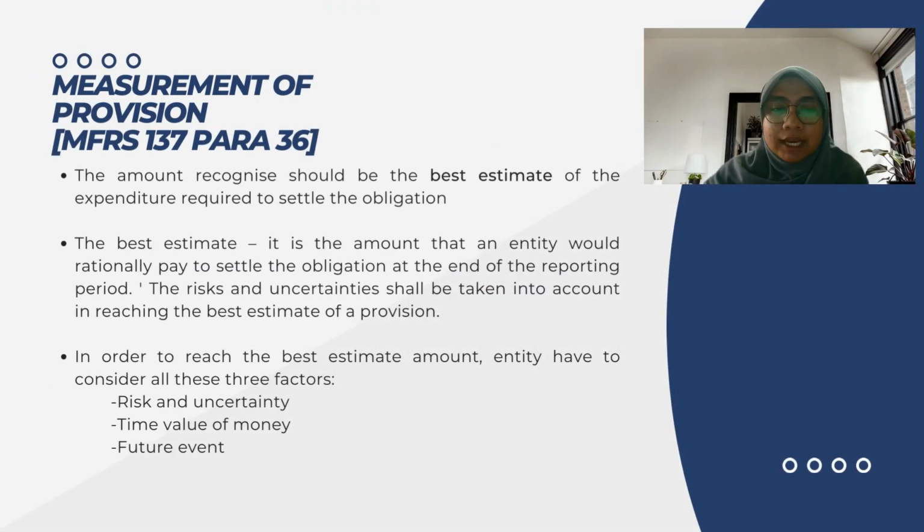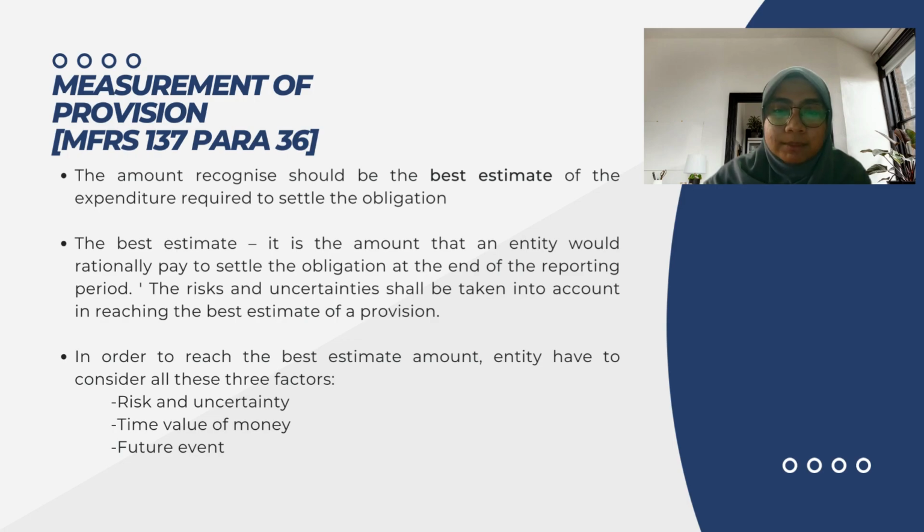Now, let's look at the measurement. According to MFRS 137 para 36, the amount recognized should be the best estimate of the expenditure required to satisfy the obligation. How does the entity determine the best estimate? Before that, I will explain what the best estimate means. The best estimate is the amount that an entity would rationally pay to settle the obligation at the end of the reporting period. The risks and uncertainties shall be considered in reaching the best estimate of a provision. The entity might use judgment based on past or similar transactions, discussion with experts, and any other pertinent information.